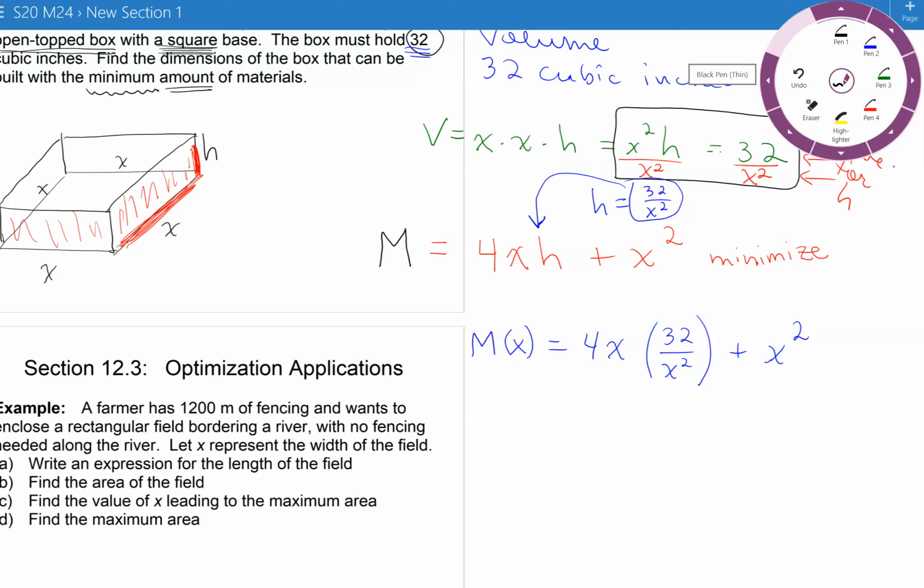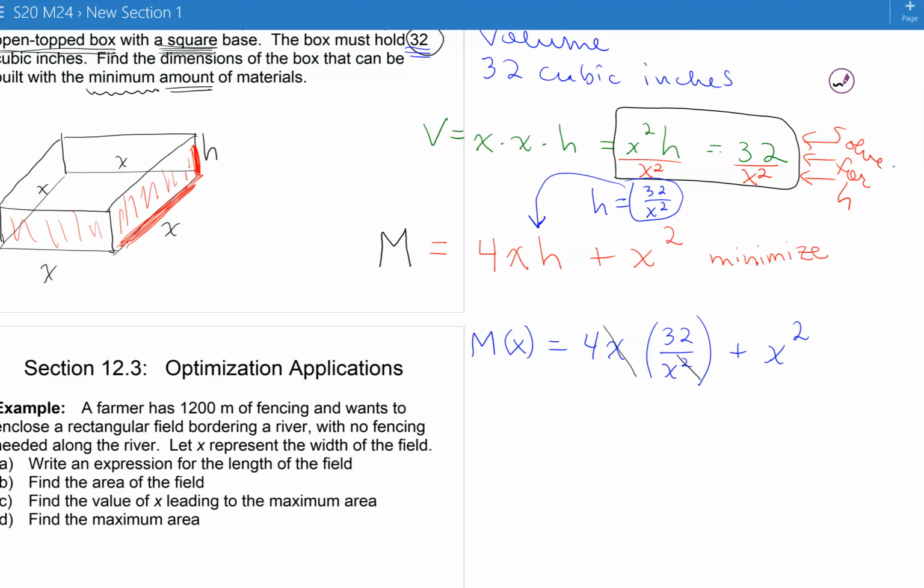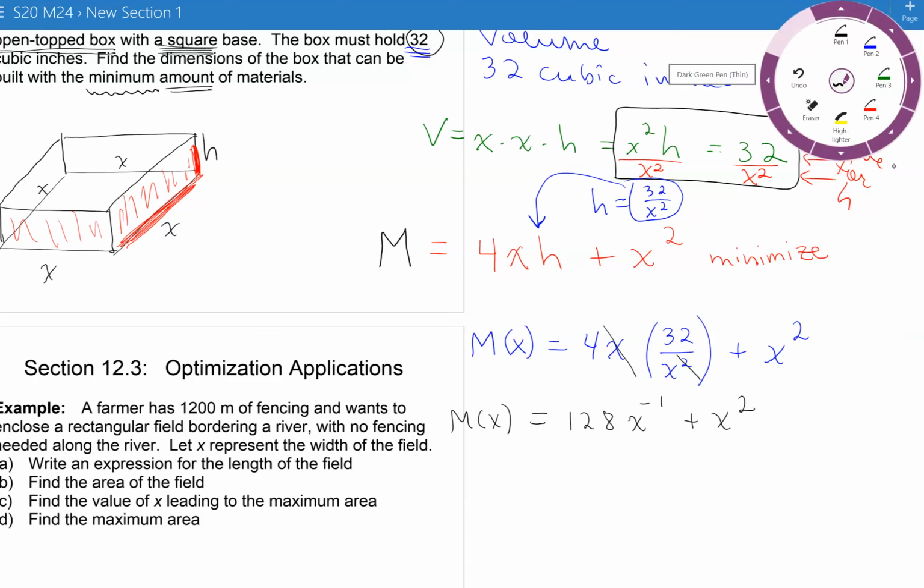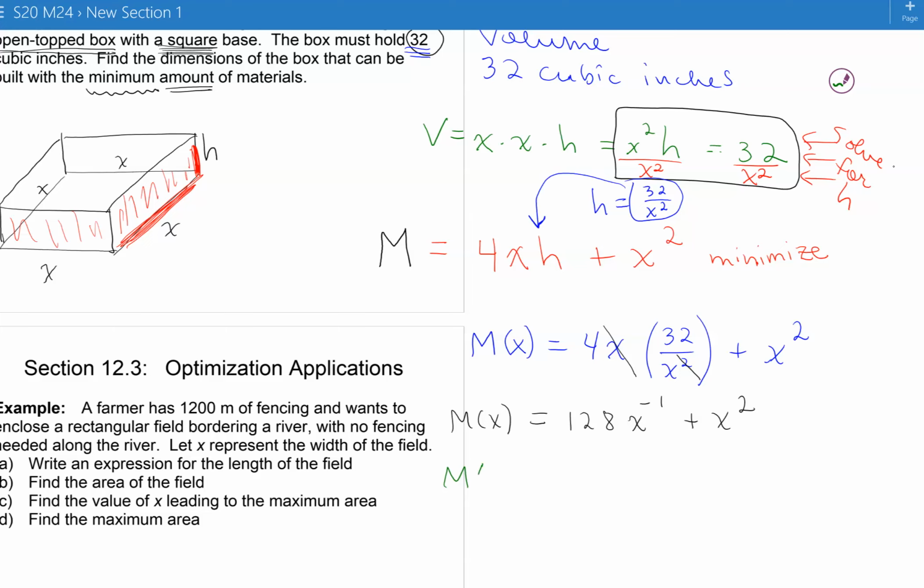So let's simplify it a little. I have an x here and an x squared in the bottom. And I'm going to bring that x up and write it as x to the negative 1, so it will be easier to do my derivative. So now to find a minimum, I need to find the derivative and set it equal to 0. So I'm going to find the derivative. Going to have negative 128 x to the negative 2 plus 2x, and I'm going to set that equal to 0.